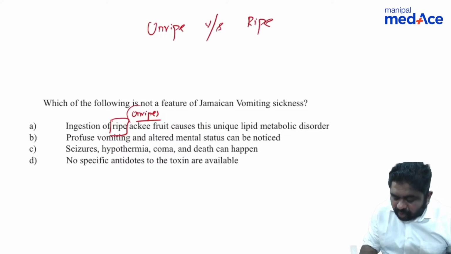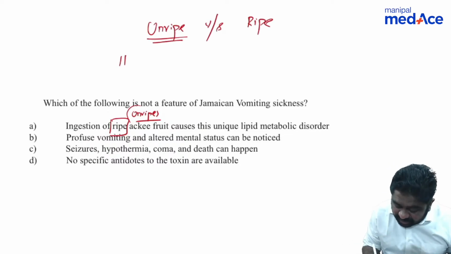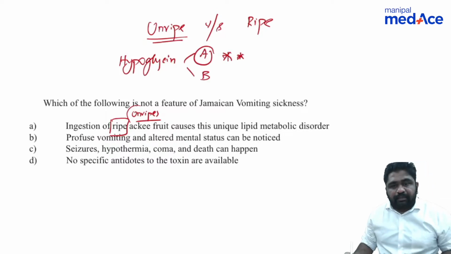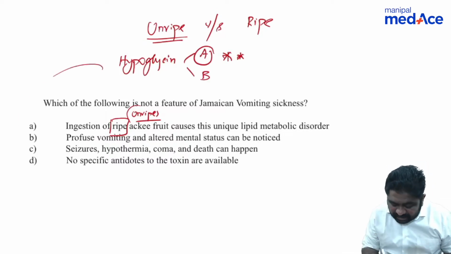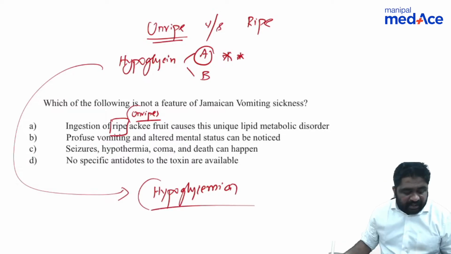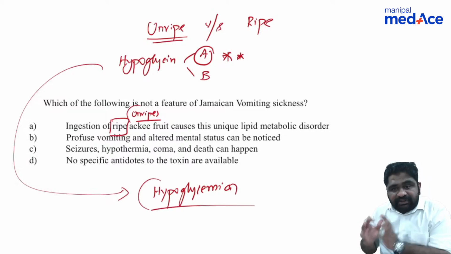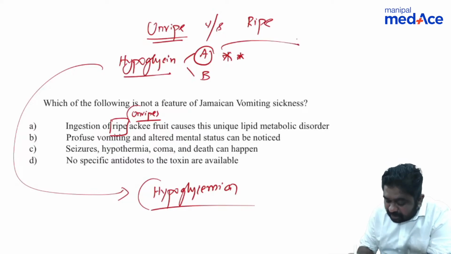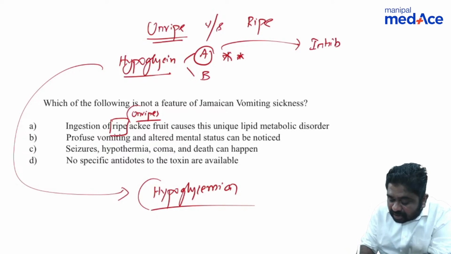Unripe fruit is very rich in a compound called hypoglycin, which is of two parts, A and B, out of which A is the serious culprit. Now, hypoglycin A is named so because it is known for causing hypoglycemia. That is the point. How? Because hypoglycin is capable of inhibiting beta oxidation of fatty acids.